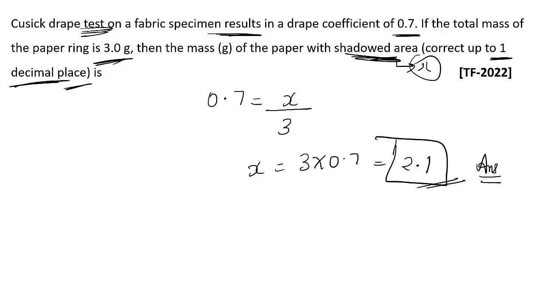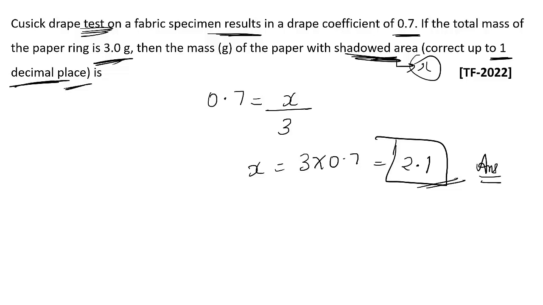This is a 1 mark question. So these are simple questions. You just need to know what is drape. Drape is the hanging property. When a fabric hangs by itself, it is known as drape. And how is drape coefficient calculated? It is calculated on the total mass, so mass of the shadowed area upon the total mass. So it is a direct simple question. You just need to take care of these types of things.